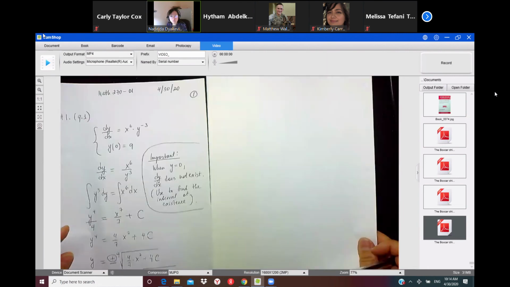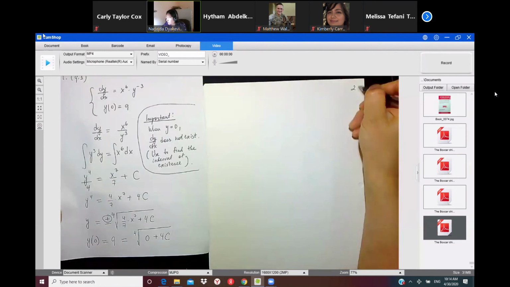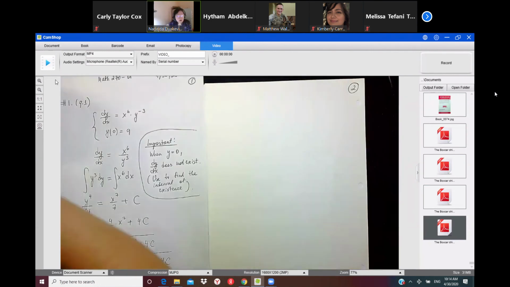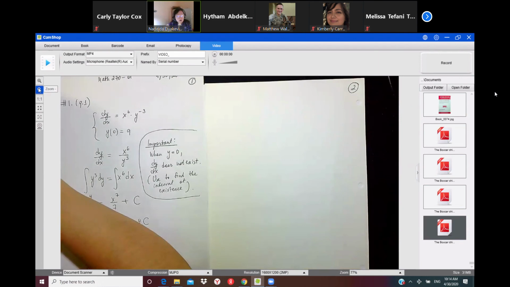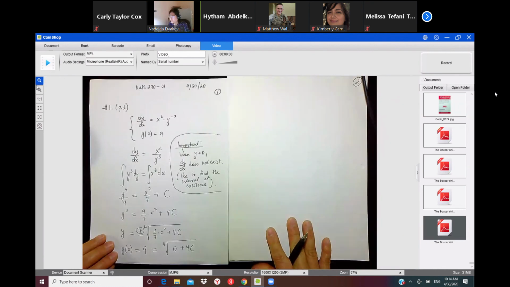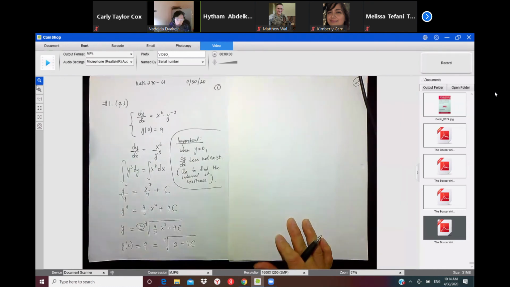Let's see. I should probably zoom out just one more time so that I can try to squeeze both pages on the same screen. Let me know if that doesn't work.